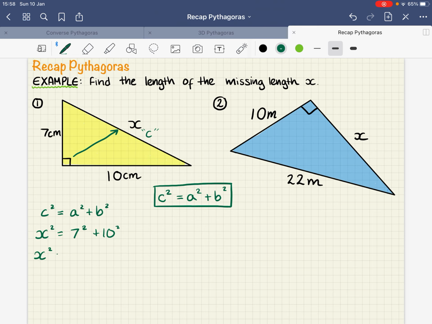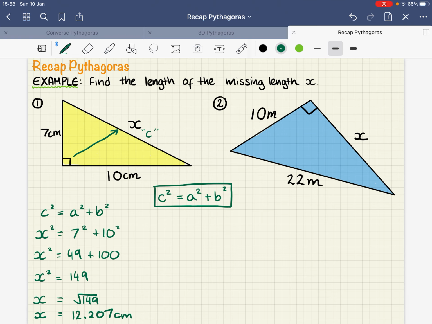So that means I'm going to have x squared equals 49 plus 100. So x squared is going to equal 149. But what we want to find out is x. Right now I know x squared, so that means I have to square root it. An important thing, make sure when you do the square rooting, you do change that bit at the front from x squared to x. And then once I've done that square rooting, it comes out as 12.20. I'm going to round it to 3 decimal places, so that'll be 12.207. And that'll be centimeters.